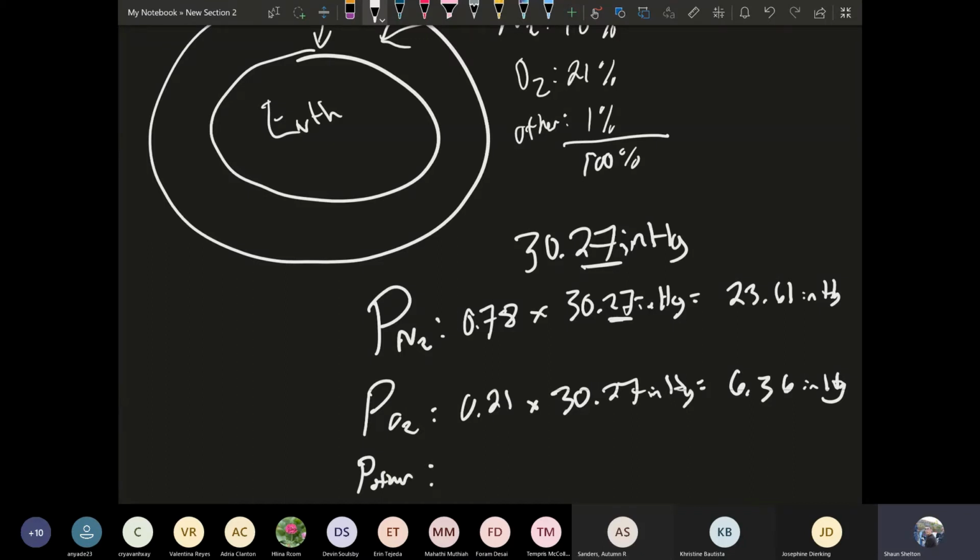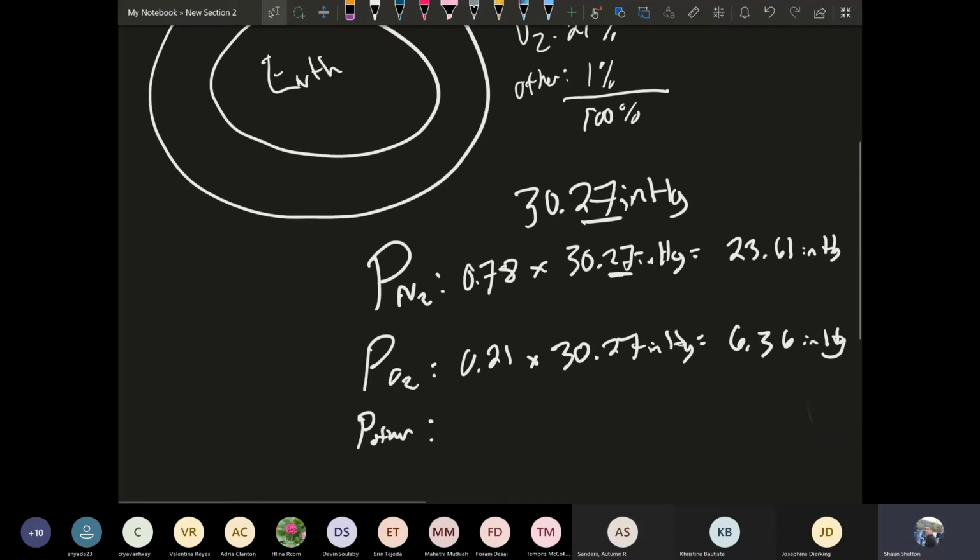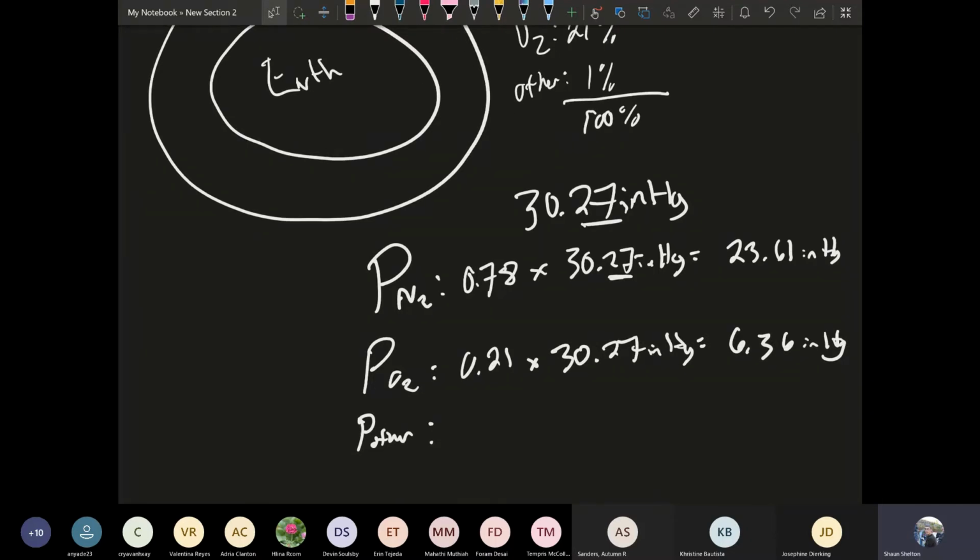All right, so now we're going to figure out the pressure of the other gases. So other gases include everything else. So really the bulk of our atmosphere is composed of nitrogen gas and oxygen gas. And this is at sea level, of course. All right. So our percentage of oxygen right here where we live is right around 19 to 20% roughly. So 0.01 multiplied by 30.27 is going to give me 0.30 inches of mercury.